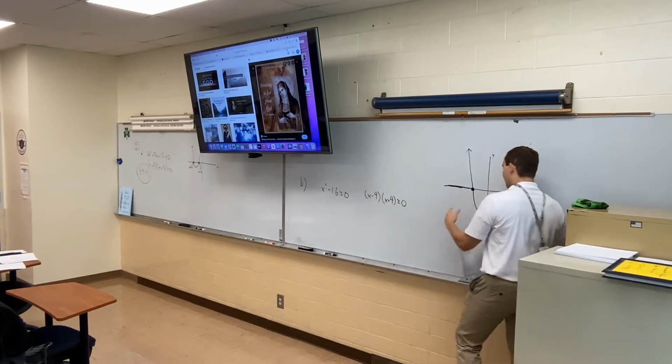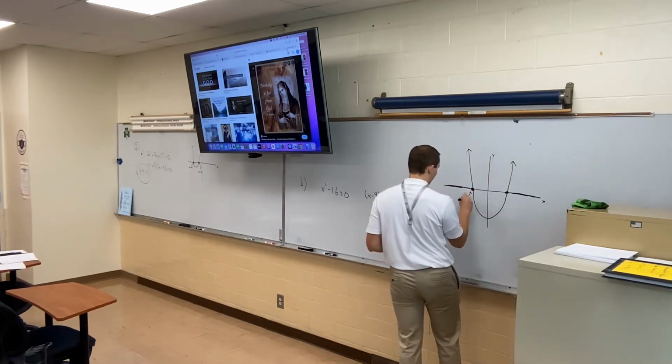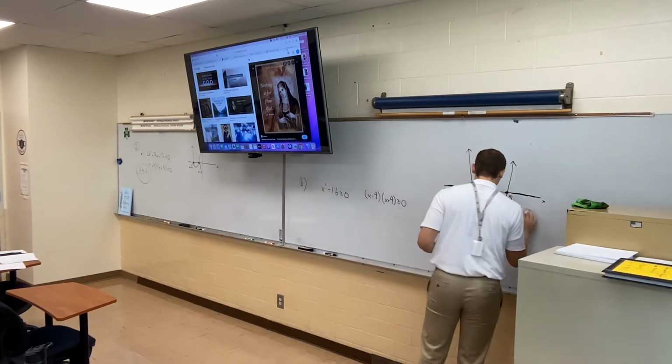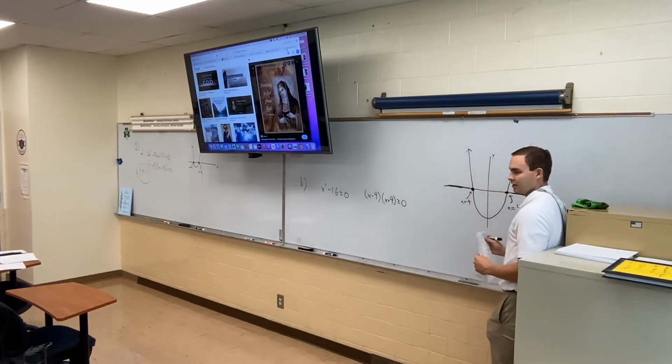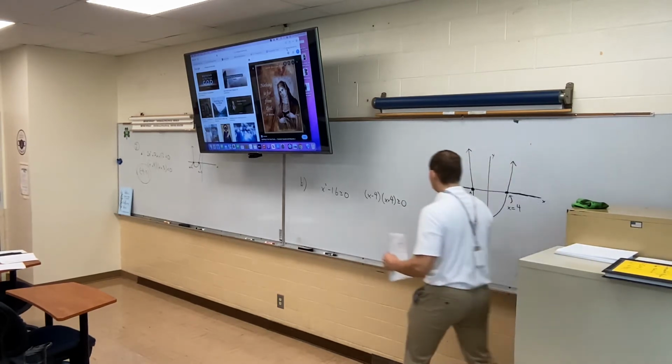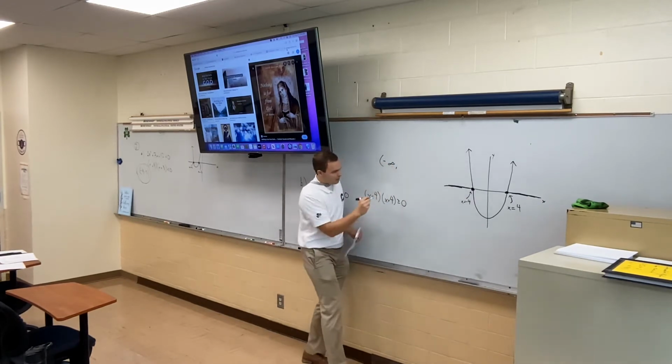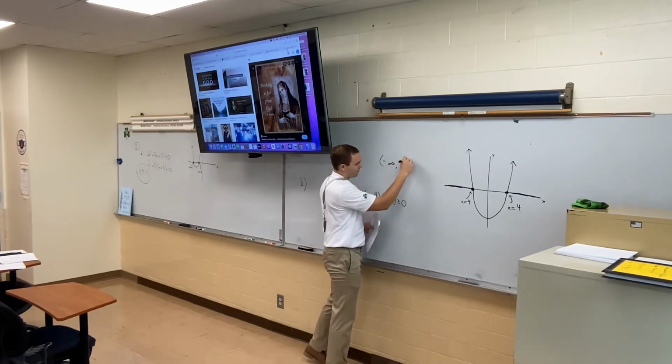And I'm going to include my two endpoints here, my 2 points. X equals negative 4, x equals positive 4, okay? So how do I write this in interval notation? So negative infinity, that gets a parenthesis, right? To what? Negative 4 with what? Square bracket.